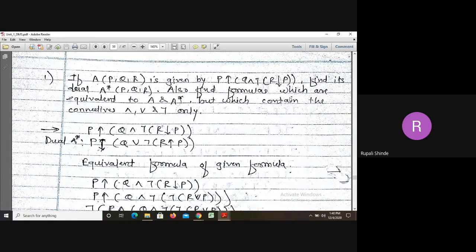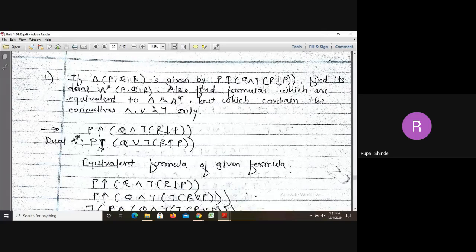Also find formulas which are equivalent to A and A star, but which contain the connectives and, or, negation only. So again, we have to transform this given formula into an equivalent formula which will contain and, or, negation only. Just three connectives should be there. So we have to convert in that way.